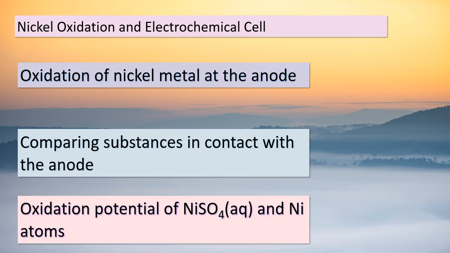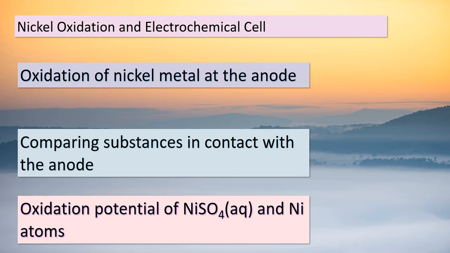To understand this phenomenon, we need to examine the substances in contact with the anode, H2O and NiSO4(aq), compared to the anode material, Ni. Interestingly, Ni2+ and SO4 2- ions in the solution cannot be oxidized, as they already exist in their highest oxidation state. However, both H2O solvent and the Ni atoms in the anode can indeed undergo oxidation.